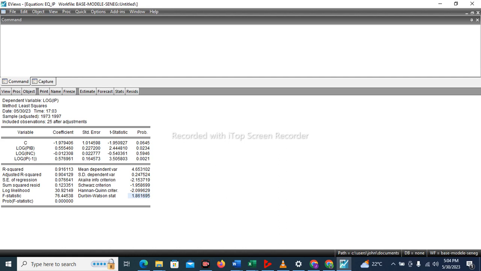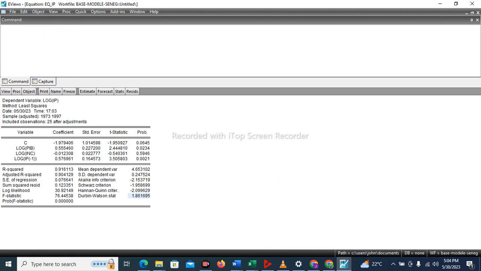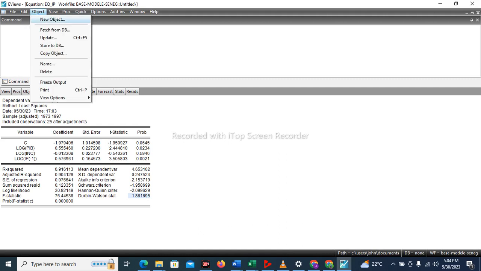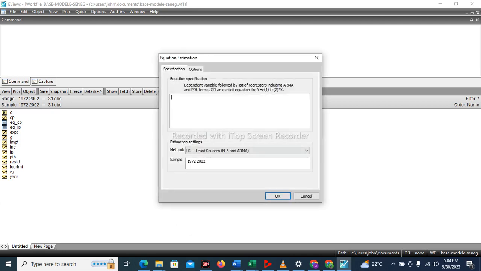And then that is our second equation. Let's go to our third equation, which is exports. Of course, you create a new object, you label it here. We are going to have equation exports. Then you specify your equation. Of course, you have to put it in log terms.